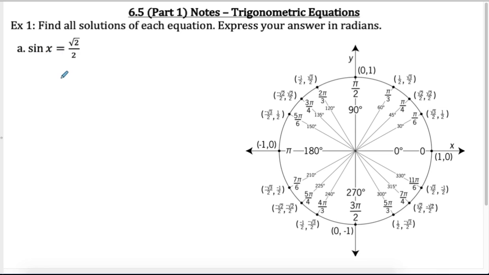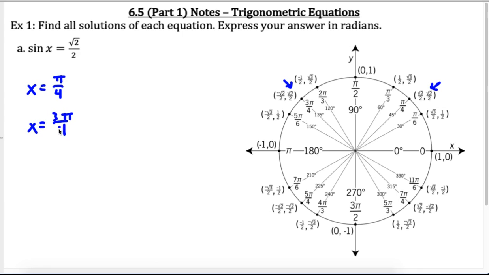So what we want to do is look on the unit circle to see where sine is equal to the square root of 2 over 2. Now remember, sine is the y value. So that occurs right here and right here. So those angles are pi over 4 and 3 pi over 4. So those are my answers here. x equals pi over 4 and x equals 3 pi over 4.